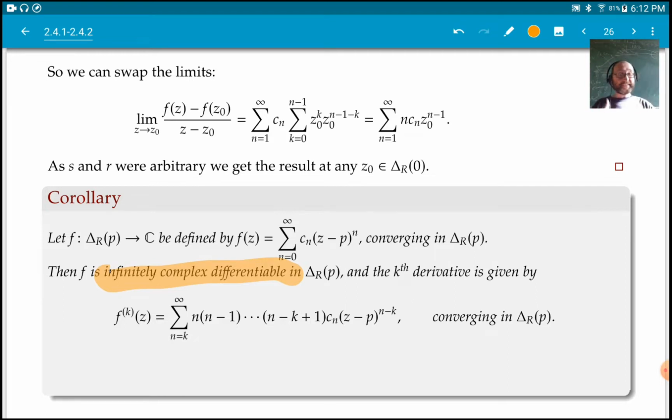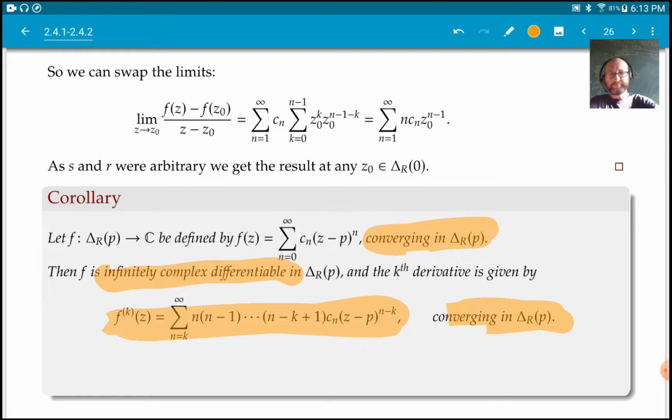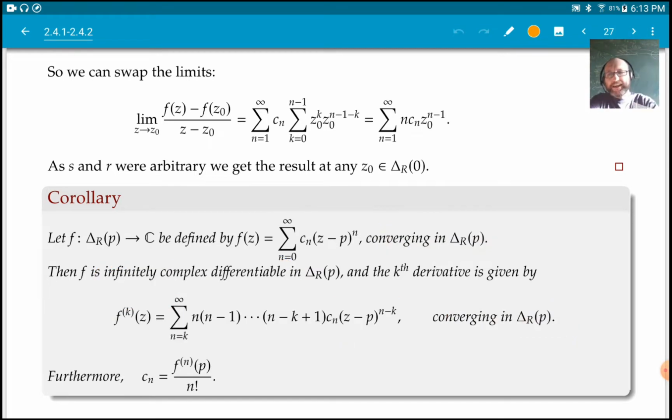The derivative is again differentiable because it's a power series, and that's all we needed to get complex differentiability here. Then you can write down the formula for the kth derivative, just by induction, and they all converge in the same disk. Now, there's another consequence of this. If I take the kth derivative and plug in p, this series starts at k, because each derivative kills the constant.